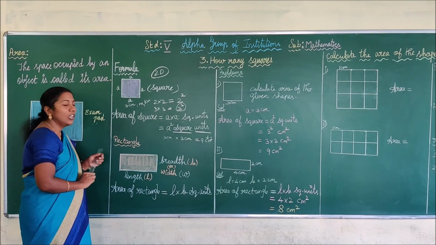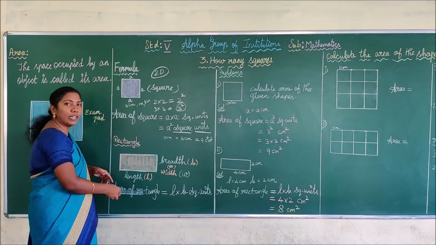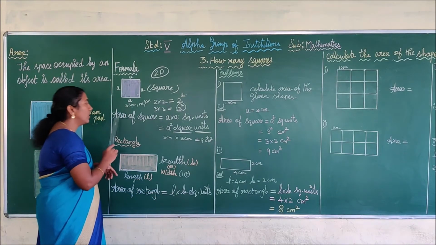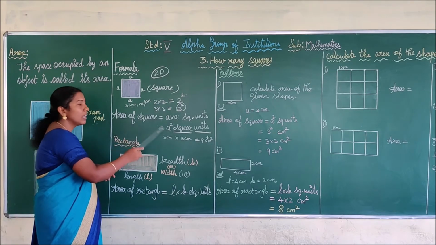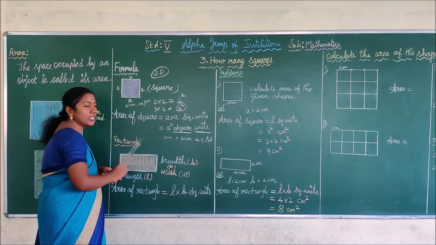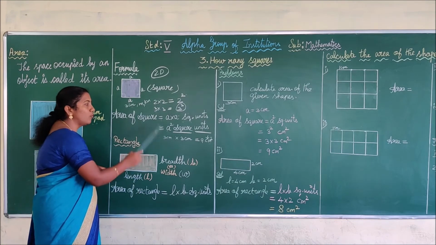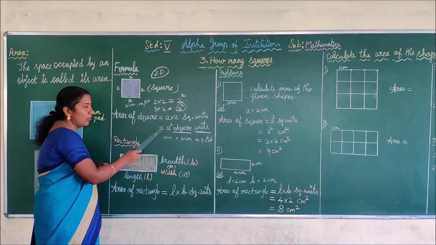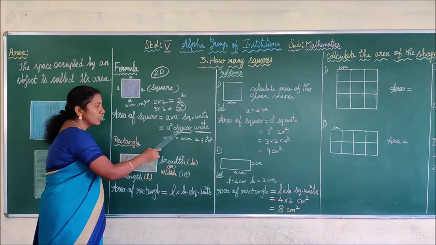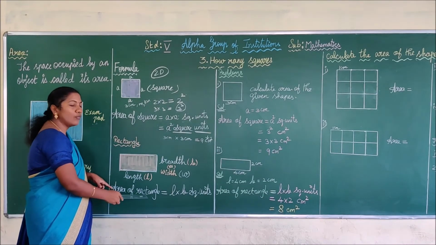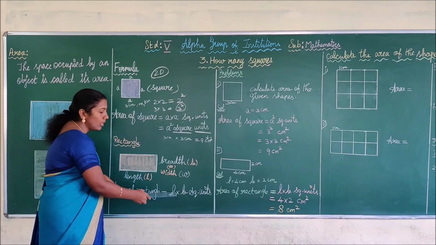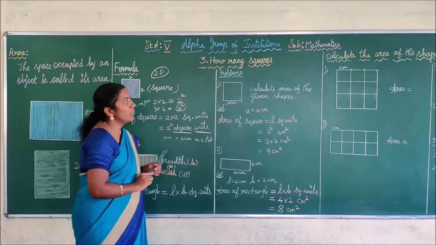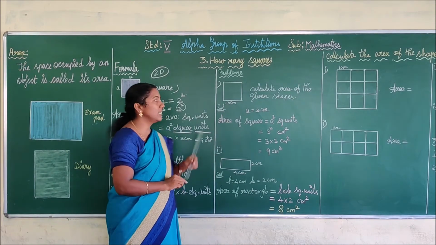It's clear, children? Now tell me, what is the formula for area of rectangle? L into B square units. What is the formula for area of square? A square units. Definitely you have to memorize these two formulas. Repeat after me, children. Area of square equal to A square units. Area of rectangle equal to L into B square units. It's clear, children? Next we are going to see some problems based on this formula.